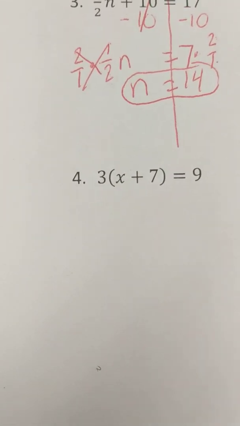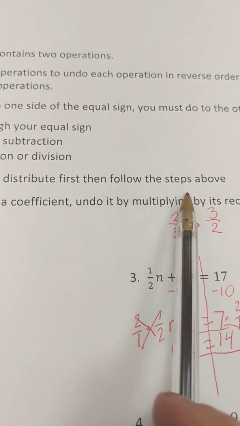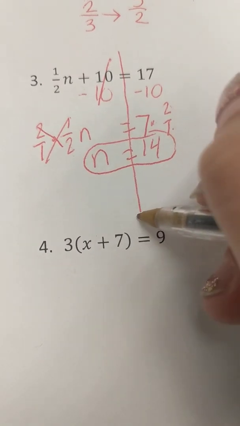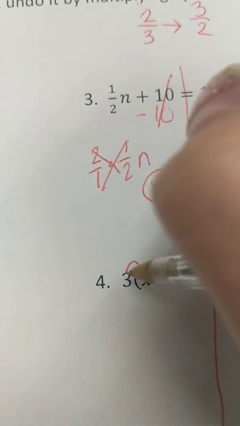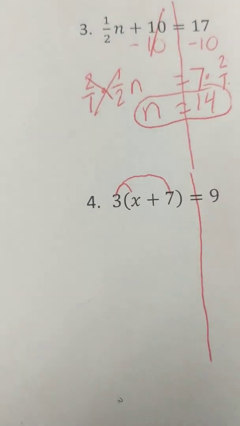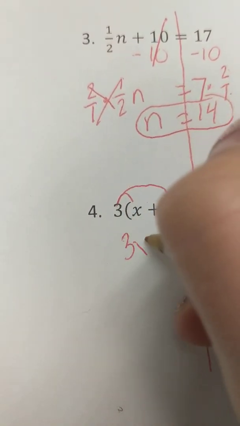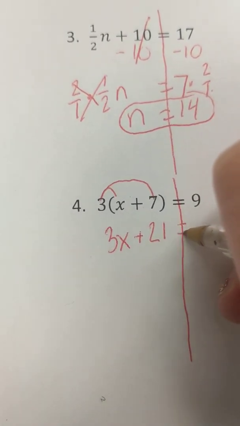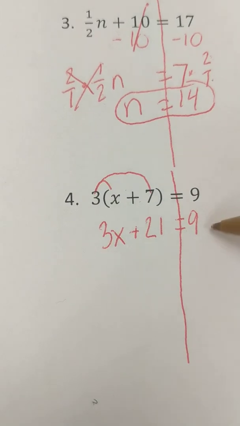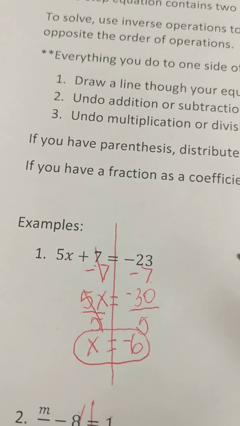In our last problem, I have this set of parentheses. So if I come back up here, it says if I have parentheses, I'm going to distribute first, then follow the steps. So I'm just going to start by drawing my line still, but I'm going to distribute. Remember, you make your little hooks to everything in the parentheses. So now 3 times x is 3x, and 3 times 7 is plus 21, equals 9. Now I'm back to a problem that I've already seen before. It looks very similar to our start in number 1.